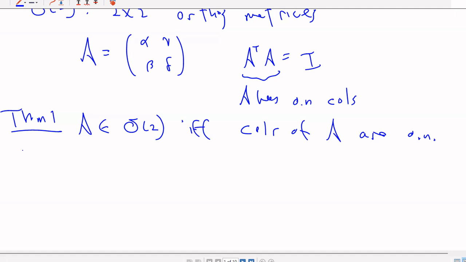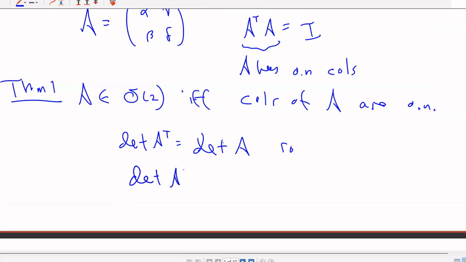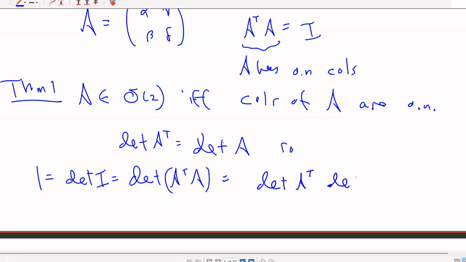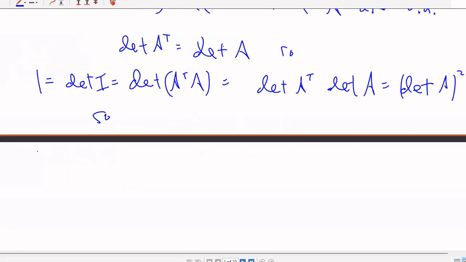And the other thing to note is that the determinant of A transpose is equal to the determinant of A. So if we take the determinant on both sides of this equation, that means one, which is the determinant of the identity, starting from the right and moving left, is the determinant of A transpose A, which is the determinant of A transpose times the determinant of A, because determinant is a multiplicative function. And this is the determinant of A squared. So we get theorem two.